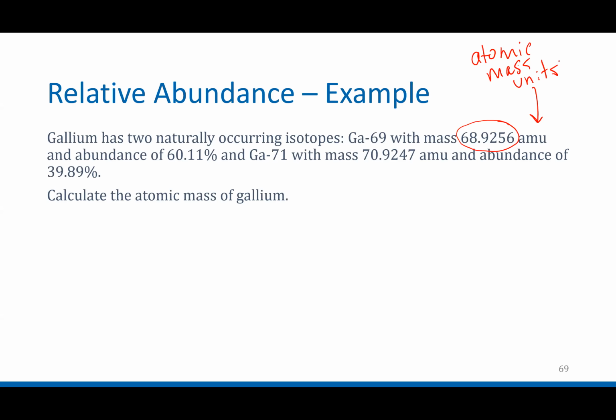Whoever created that wasn't very creative, were they? You know, what unit will we give atomic mass? Well, we'll call it an atomic mass unit. Anyways, I thought that was funny.